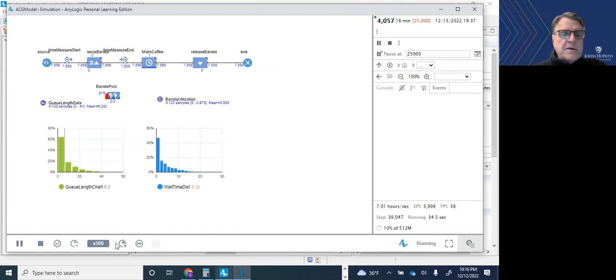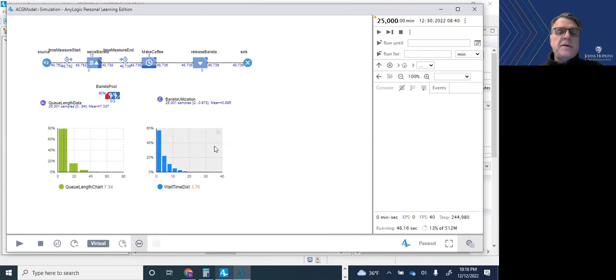It's running at 500 times now. Queue length is 6. I'm expecting about 8. Waiting time is 3. I'm expecting about 4. And now let's just go ahead and push this all the way to completion. So there's a 25,000. I'm getting 3.76. I'm expecting 4 and 7.34. And again, you could do multiple runs here. The utilization is a little bit lower.